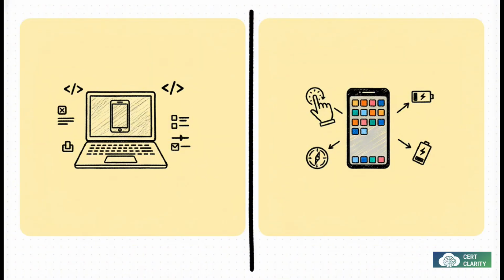The syllabus requires you to know the precise difference and the right use case for each of these. Simulators, which model the software environment, are great for early-stage UI checks. Emulators model the hardware, so they're better for functional testing. But, and this is important, for testing hardware-dependent features like sensors, battery usage, or multi-touch gestures, the syllabus is crystal clear. There is absolutely no substitute for real devices.